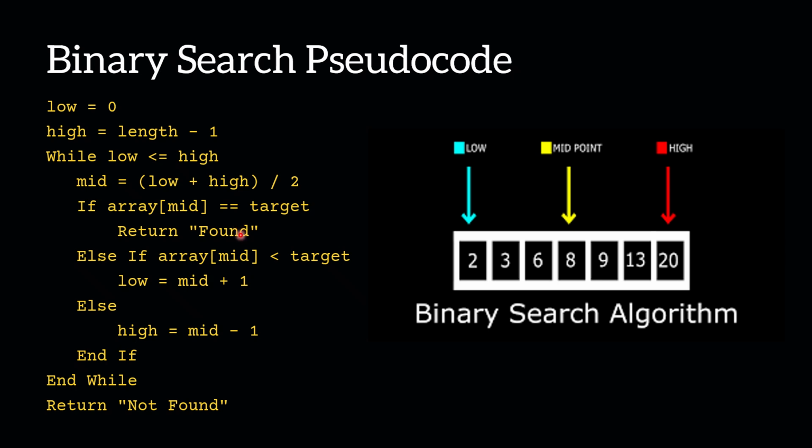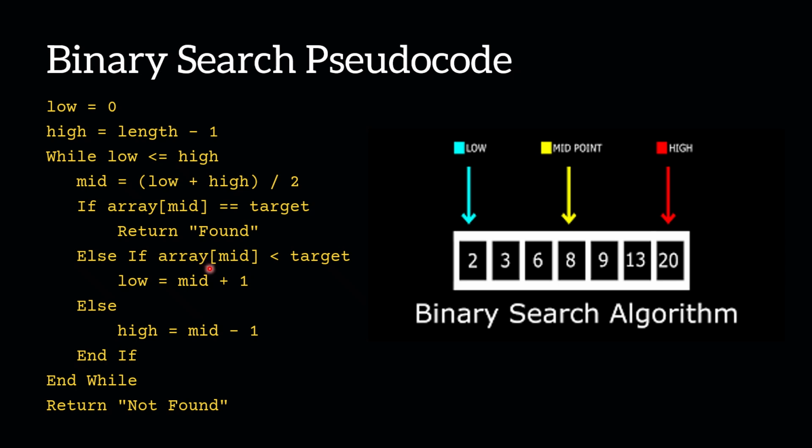Now, if it's not, then we're going to narrow the search range. If the middle value isn't the target, then we decide whether we want to search the left half or the right half of the list.